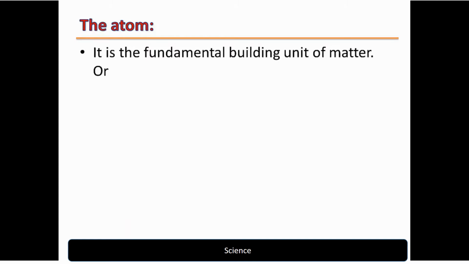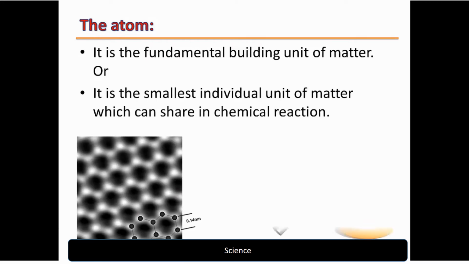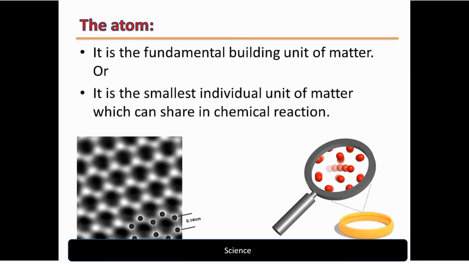So what's meant by atom? Atom is the fundamental building unit of matter, or we can say it is the basic building unit of matter. Or atom is the smallest individual unit of matter which can share in the chemical reaction. This is a real image of benzene molecules, magnified about 10 million times by using very powerful microscopes.